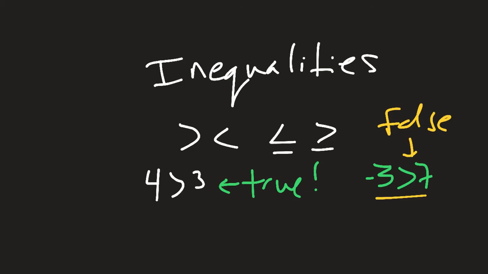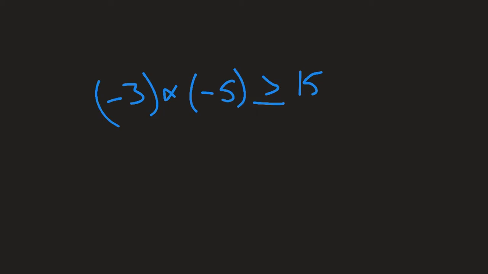Another example of a statement that you probably saw in your practice room quizzes is you can include some operations in here. So negative 3 times negative 5, is it greater than or equal to 15? Well, negative 3 times negative 5 is positive 15, and because we have the or equal to line, that means this is a true statement. So we're just looking at comparisons, and we can also apply these.